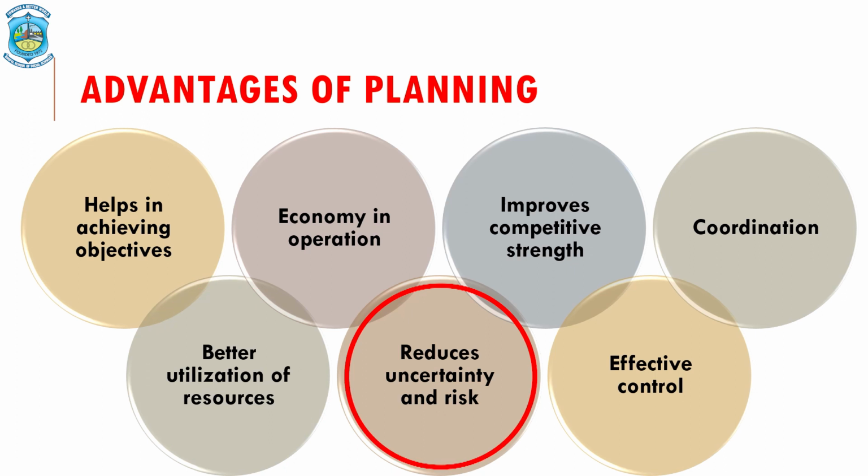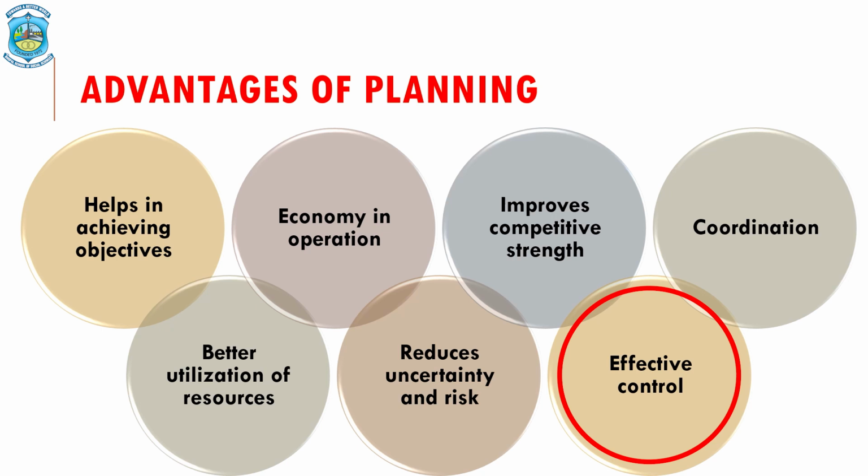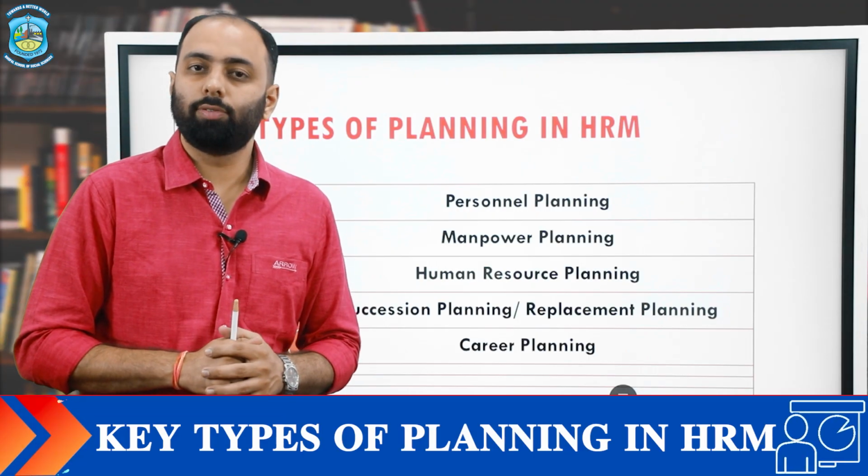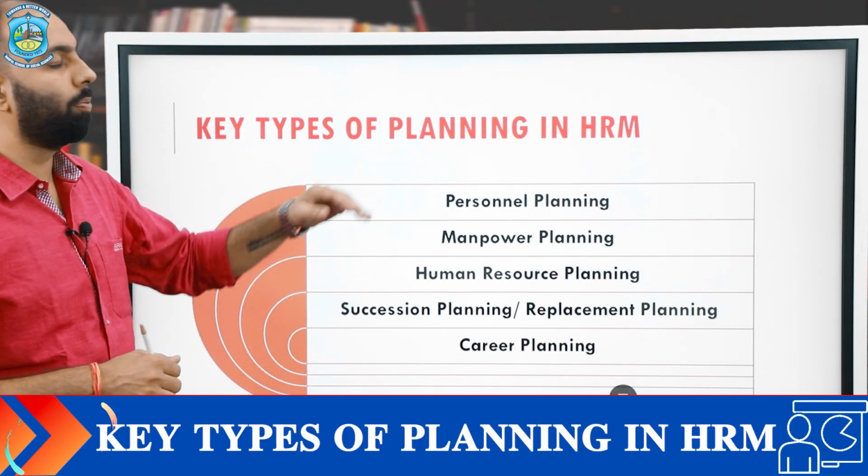Then reduces uncertainty and risk, because you have discussed all the possible happenings and mishappenings in advance, in the starting only. So you can reduce the level of uncertainty, accidents or any type of speculative or non-speculative risk. Then effective control. With the help of planning, you will be able to have effective control, as told for coordination also. So controlling can be done and you can check whether the goals have been reached in the proper manner or not.